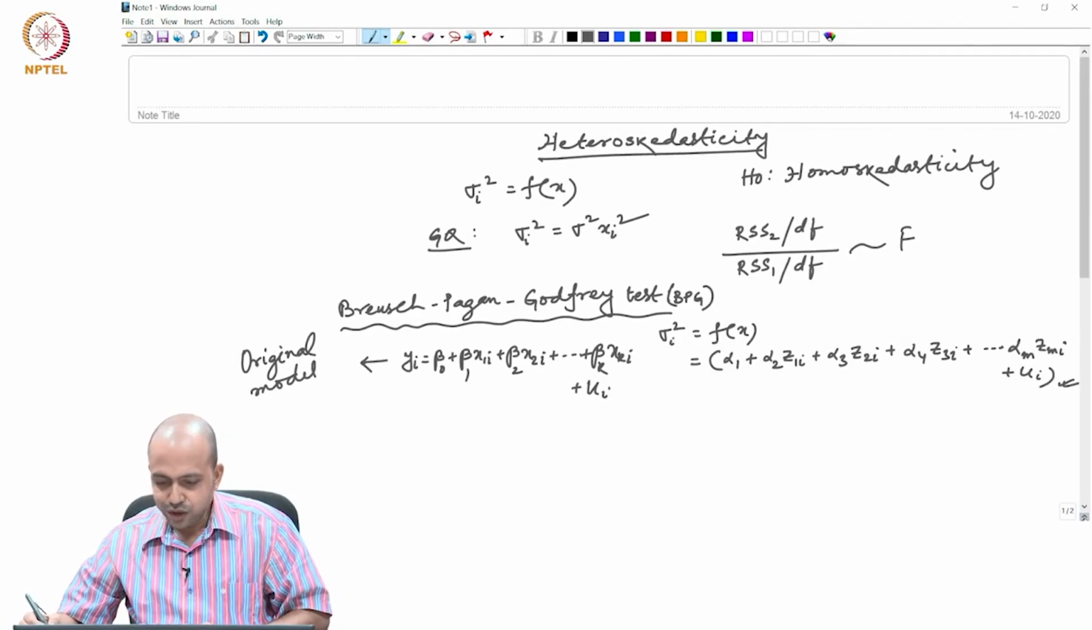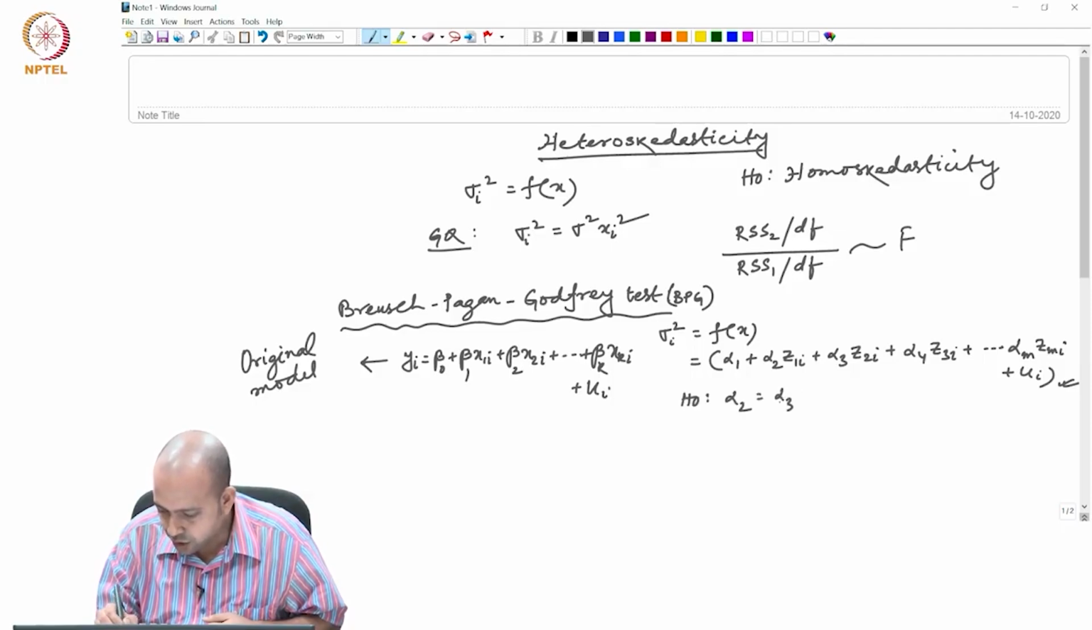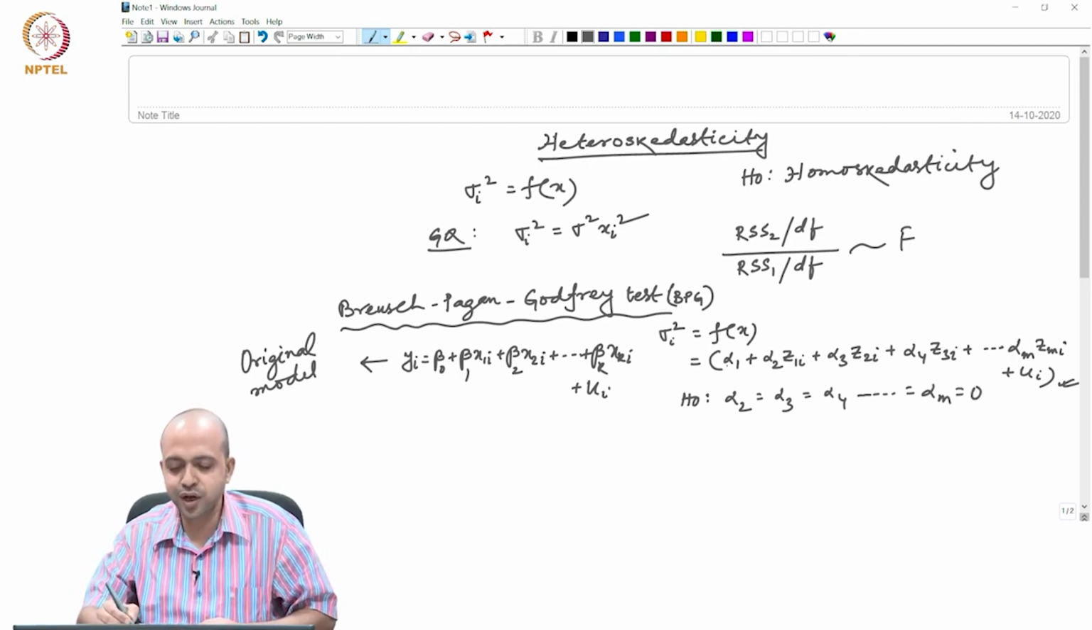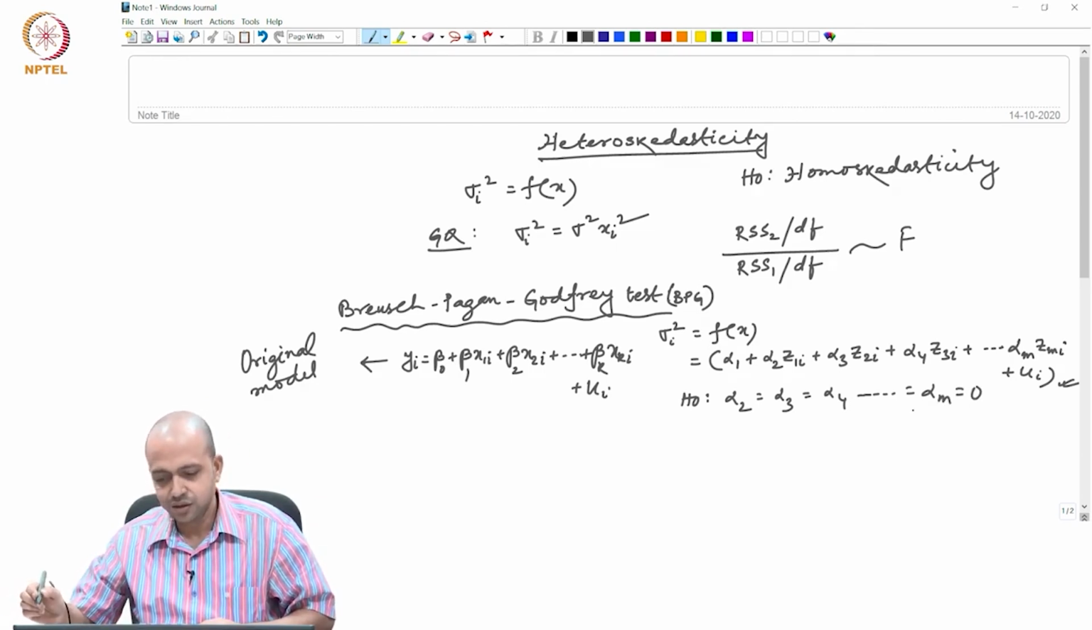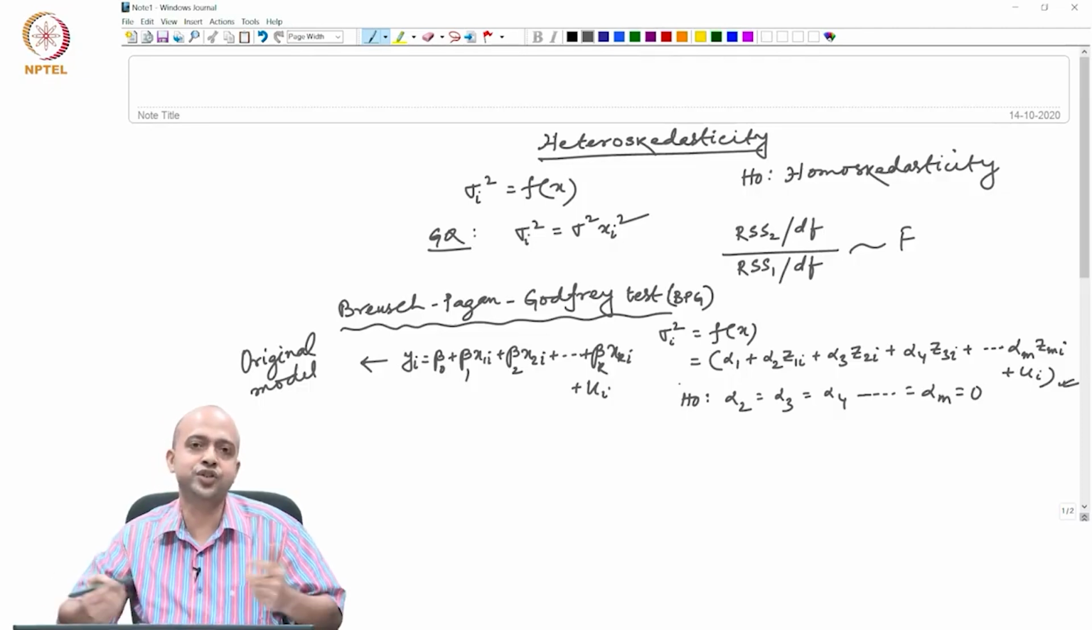Similarly, in terms of the previous model, if you say sigma square I, from here what I am testing is alpha 2 equals alpha 3 equals alpha 4 equals alpha m equals 0. If this is rejected, that means all these parameters are not equal to 0, so sigma square I has something to do with the explanatory variable. But if it is not rejected, these are all 0, sigma square I equals only alpha, and you have constant error variance.